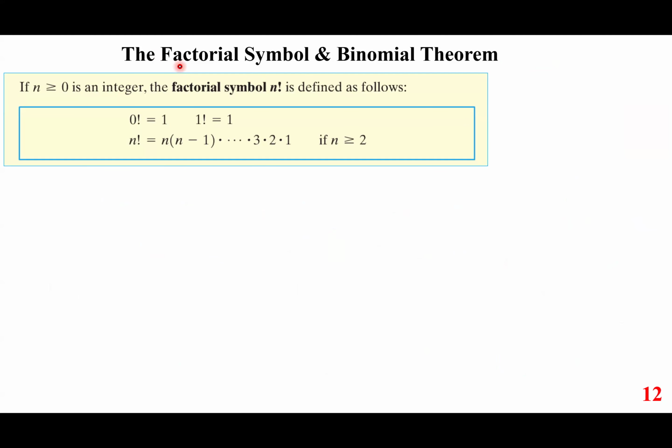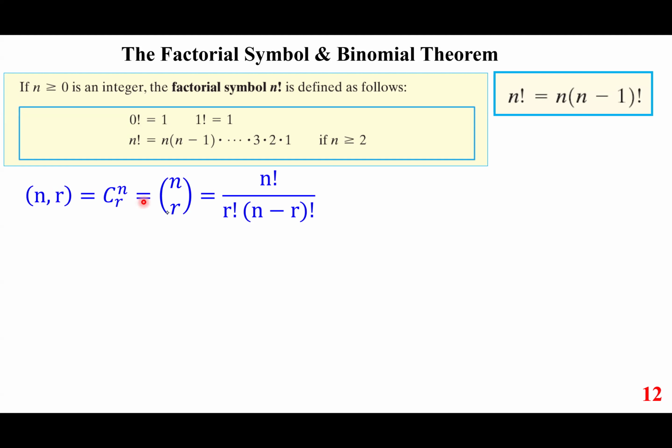The factorial symbol, recall n, if n is larger than or equal to 0 is an integer, the factorial symbol n factorial is defined as follows. 0 factorial is 1, 1 factorial is 1, and n factorial is n times n minus 1 all the way to 1, n larger than or equal to 2. Of course, n factorial is n times n minus 1 factorial. What this means is that you can start with n and stop anywhere and put a factorial, unless you end up with 1. For example, if it's 10 factorial, you can say 10, 9, and stop at 8 and say 8 factorial. That's the concept.